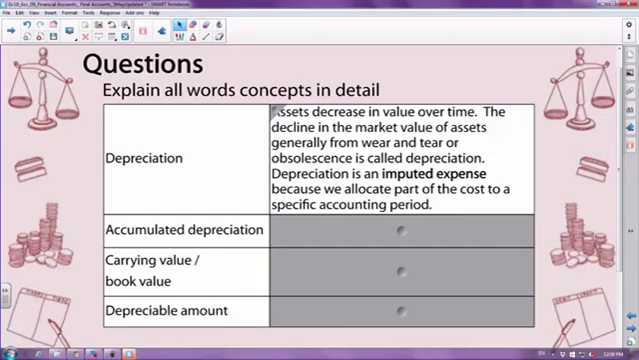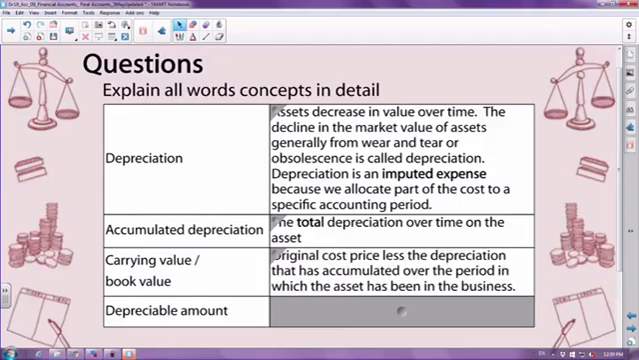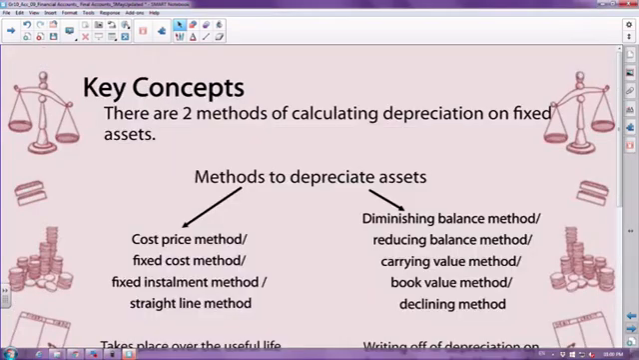Accumulated depreciation is the total depreciation over time on the asset. The carrying value is the original cost price less the depreciation that has accumulated over the period in which the asset has been in the business. And the depreciable amount is the total cost less the residual value. Now, if you know these terms, it will make it a little bit easier. But now let's continue with the two different methods on how to calculate depreciation.